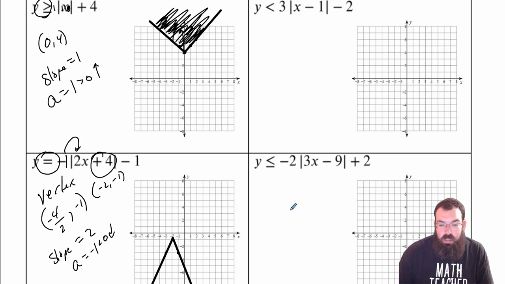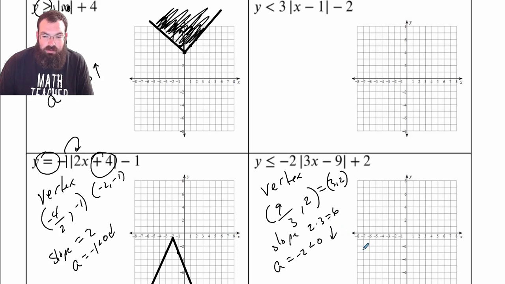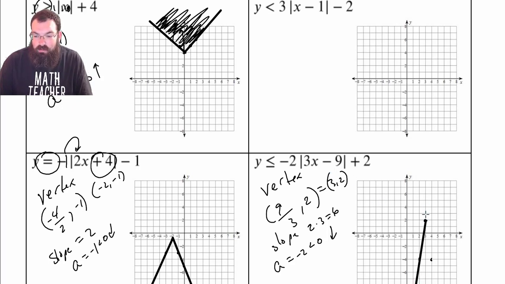Let's go to the last one here. My vertex is 9 over 3 comma 2, which is 3 comma 2. My slope is 2 times 3, which is 6. I don't care about the negative. My A is negative 2, which is less than 0, so the graph goes down. Okay? So 3, 2, we start. 3, 2, boom. I'm going down 6, so 1, 2, 3, 4, 5, 6 over 1 and over 1. It's greater than or equal, so that means my line is solid. Not dotted.